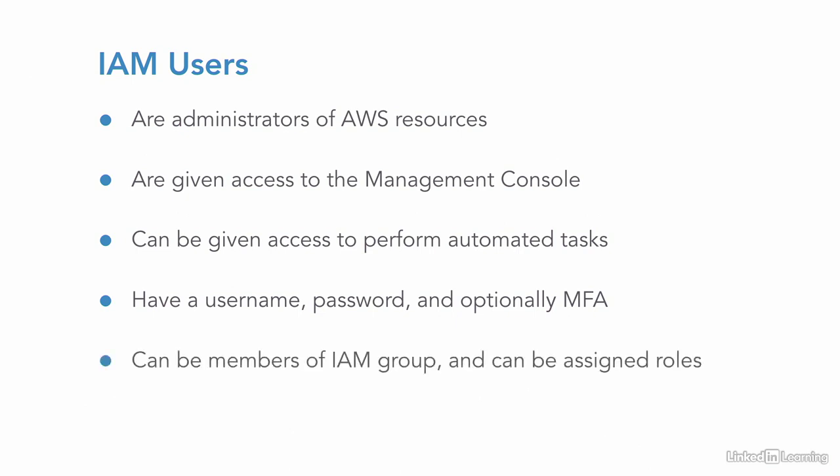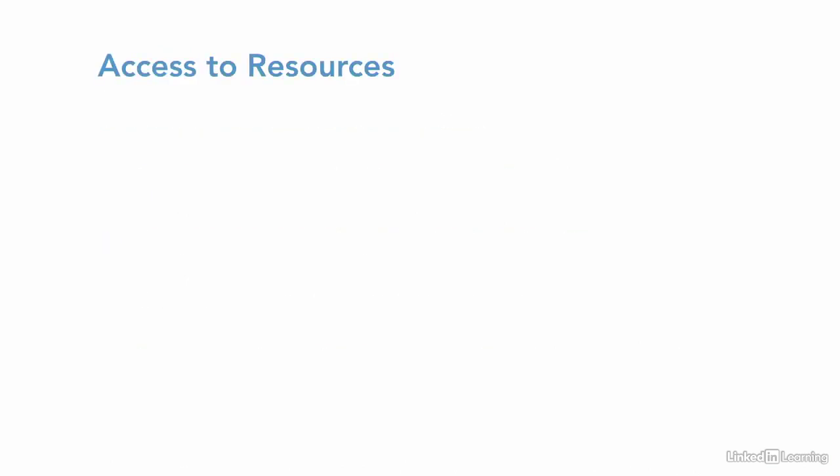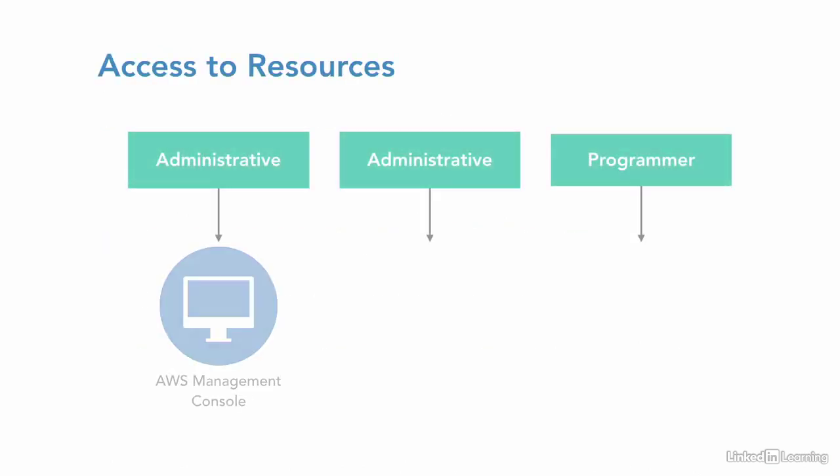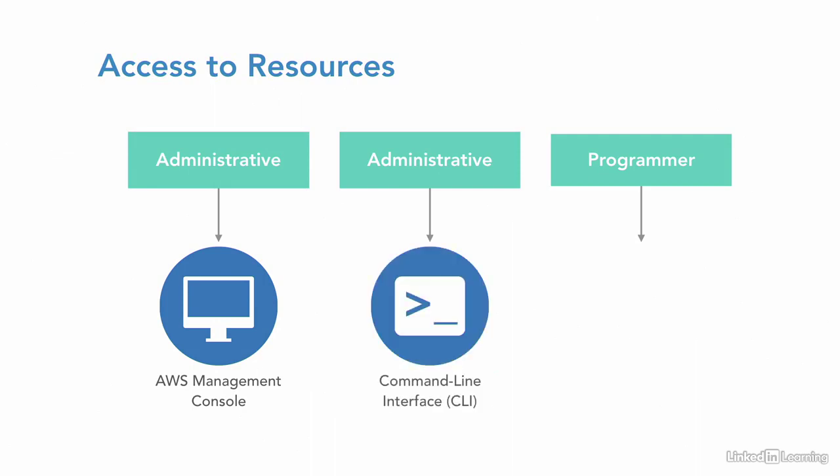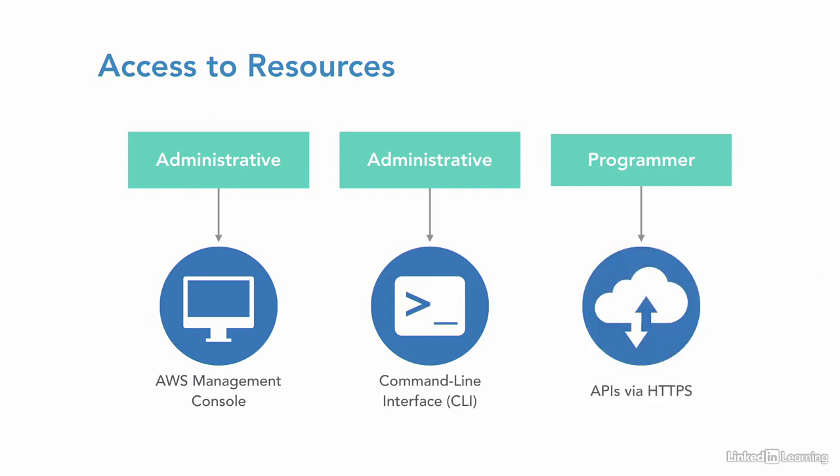Any IAM user can be a member of a number of IAM groups, and an IAM user could also be assigned a role, such as accessing another AWS account. The access to the resources will either be using the management console, the command line interface, which you can install for Windows and Linux boxes, or you're a programmer and you're using the APIs using the software development kits.